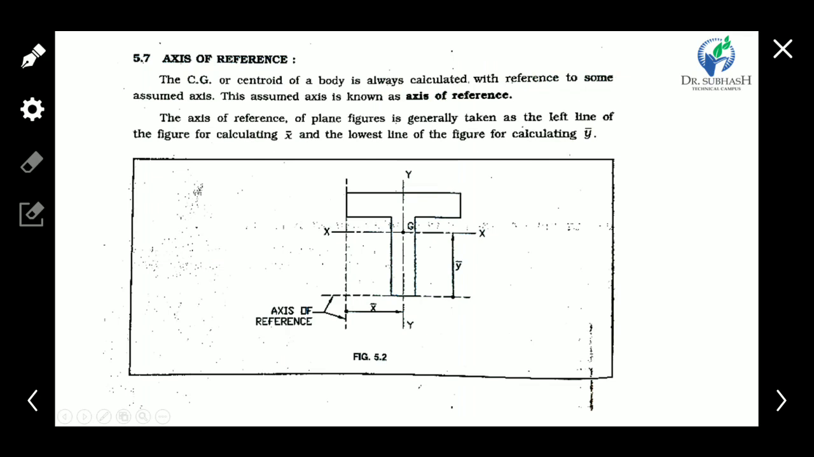Now axis of reference. Axis of reference is an axis from which we consider to find out the CG. The CG or centroid of the body is always calculated with reference to some assumed axis. This assumed axis is called the axis of reference. So center of gravity or centroid of any body is found by assuming a reference axis. This assumed reference axis is called the reference axis. Clear?